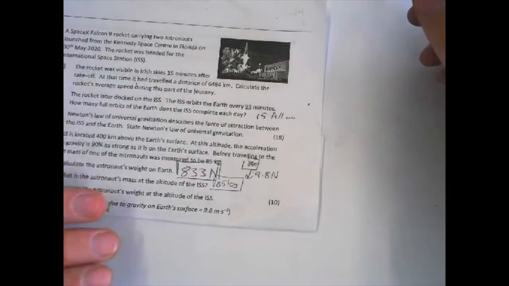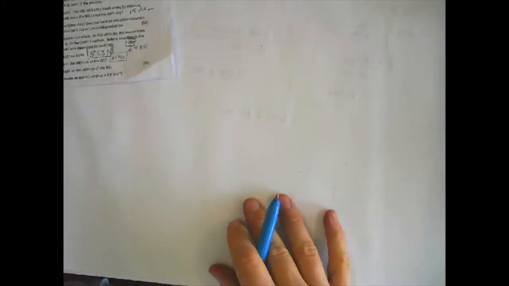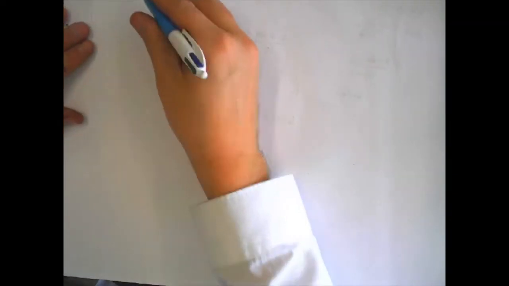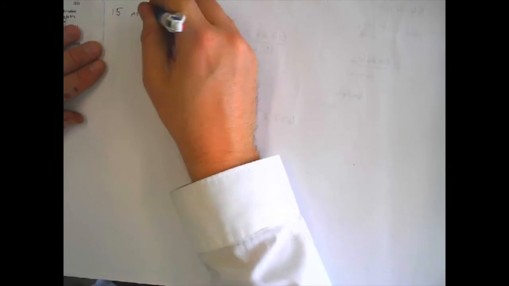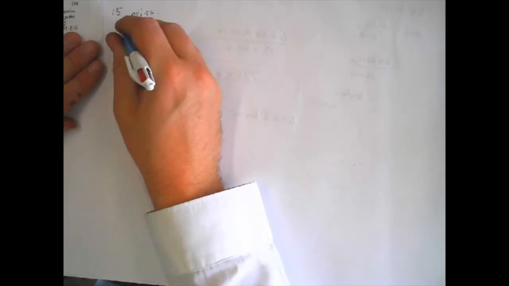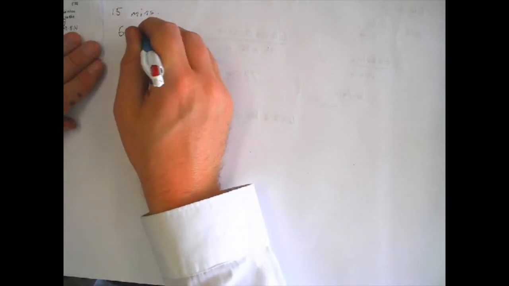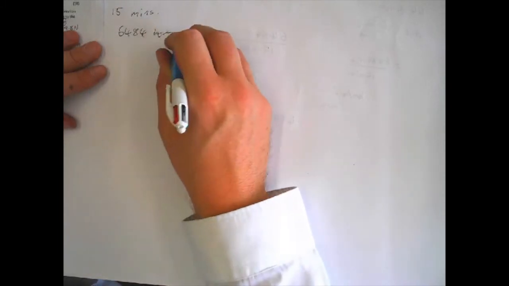A SpaceX rocket carries two astronauts launched from the Kennedy Space Station. Just zoom out a little bit there, give you a little bit more room to play with. So 15 minutes after launch, it appears in the sky over Ireland. So 15 minutes have passed, and it has travelled at that point 6,484 kilometres. Calculate the average speed.